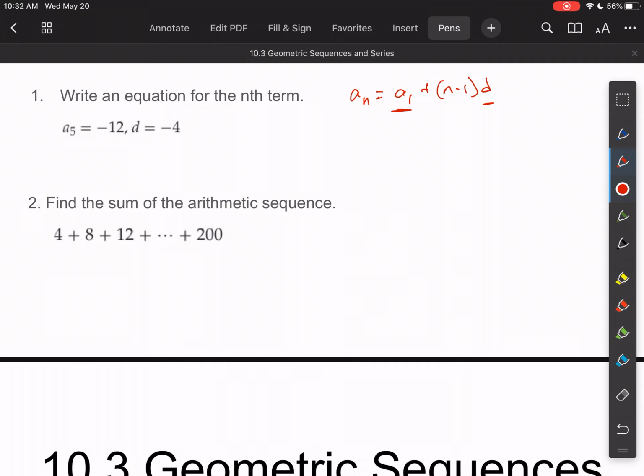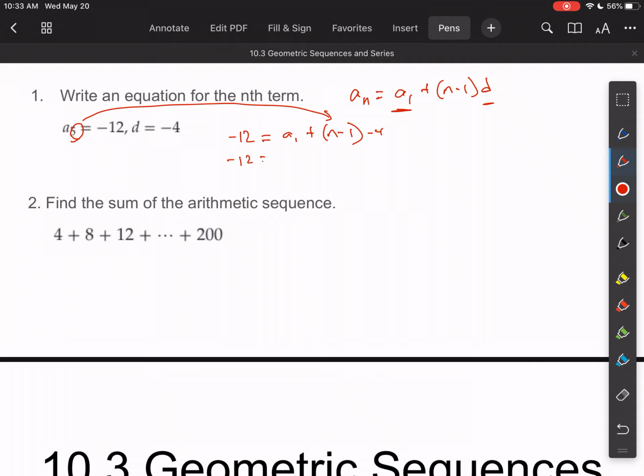So to do that, I can say, all right, the fifth term is negative 12, right? So I can treat a sub n as the fifth term, where I replaced n with 5. So I know that the fifth term is negative 12. I can say that that is equal to the first term plus n minus 1 times d, which is negative 4, right? And I can solve this thing out. By the way, I know what n is. N is 5, so I'm going to substitute that in on the next step, and I can solve this for a1.